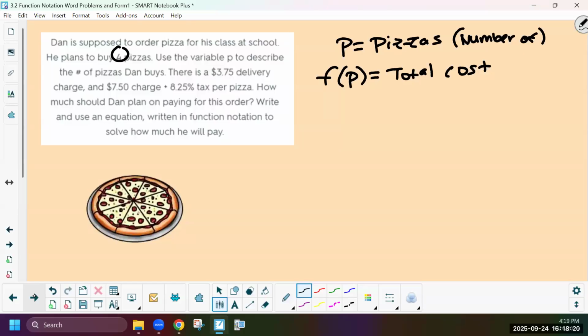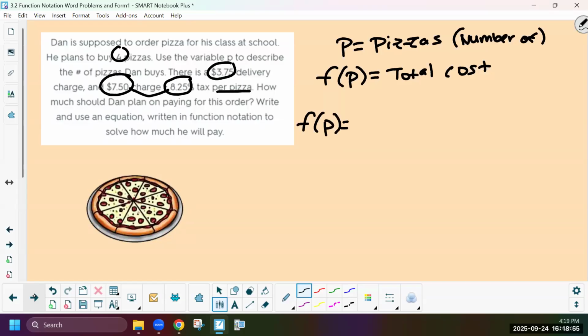But as far as the equation goes, there's a $3.75 delivery charge. There's a $7.50 charge plus $8.25 tax per pizza. Now, I do believe that the $7.50 and the $8.25 are both connected in this one, so they are both per pizza. Okay, the $3.75 delivery charge is the one-time fee. You only have to pay that once. It's not for every pizza that you buy. So what we're going to do first is we're going to have F of P.